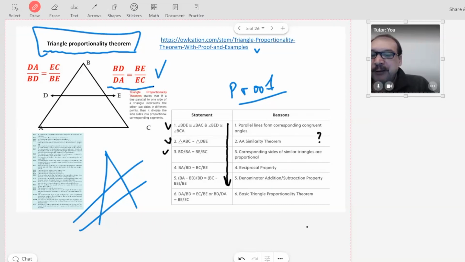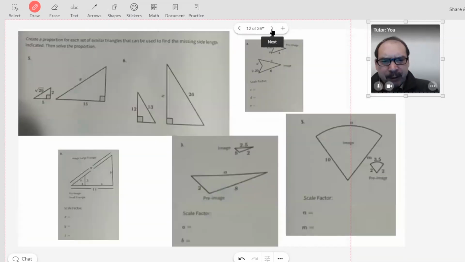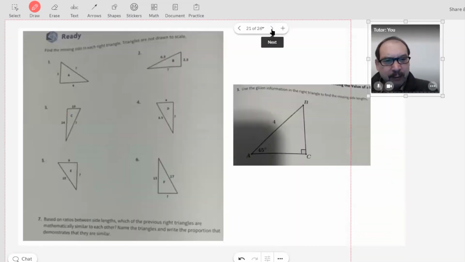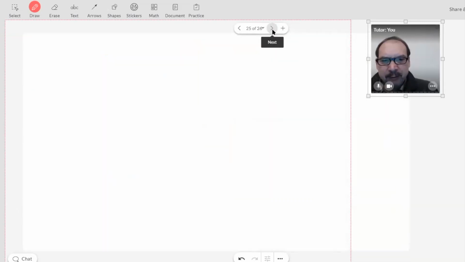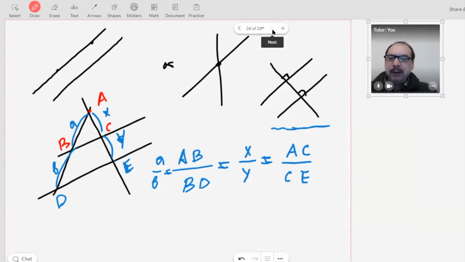So this ratio says exactly what I said. The length of this side divided by the length of this side will be equal to the length of this side divided by the length of this side. It's a very old theorem. So now I have to go back to my page, scroll through all this stuff. But again, I prefer using lowercase letters.